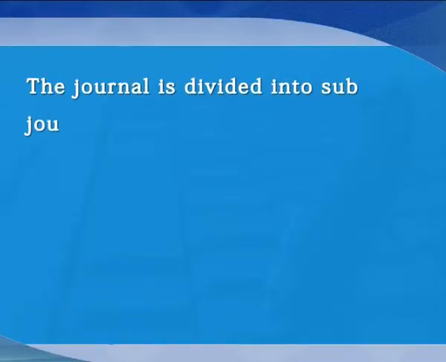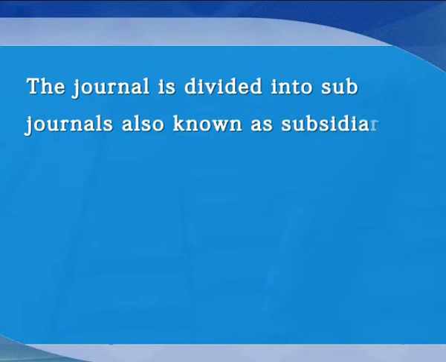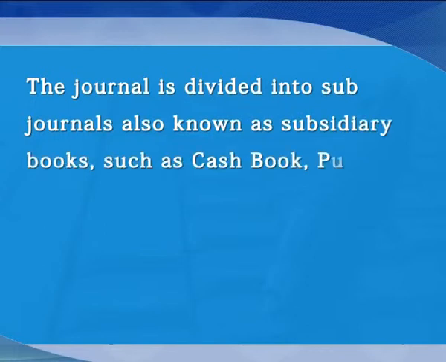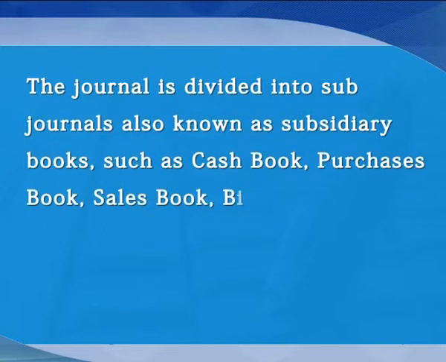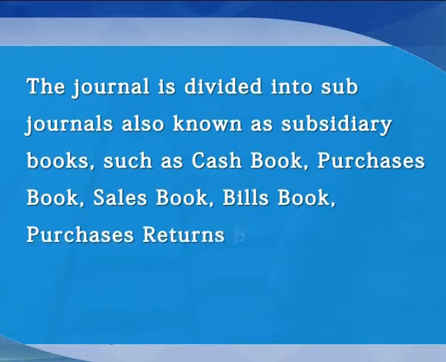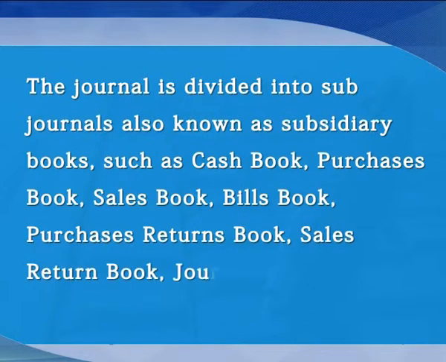The information contained in the financial statements is based on the balances of ledger accounts. The transactions are first recorded in the primary book known as journal. The journal is divided into sub-journals, also known as subsidiary books, such as cash book, purchases book, sales book, bills book, purchases returns book, sales return book, journal proper, etc. Journal helps in preparation of various accounts in ledger.